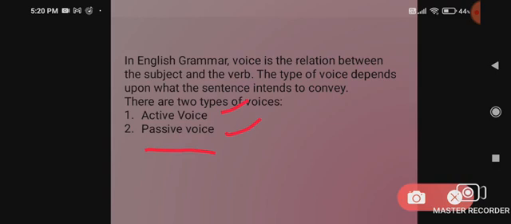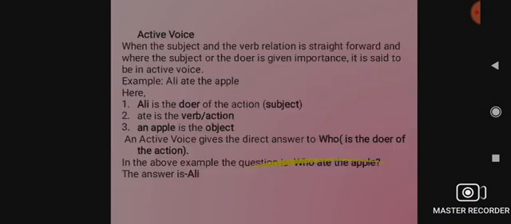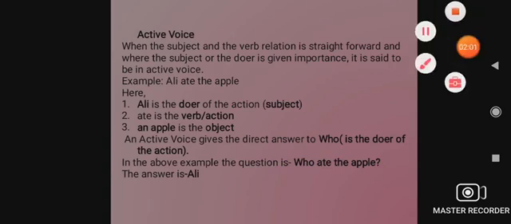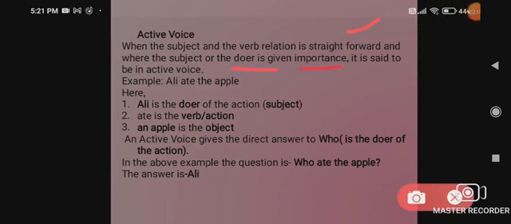So today we will focus on the active voice, and in the next class we will learn about the passive voice, and then it will be more clear, right? So let's now focus on the active voice. When the subject and the verb relationship is straightforward, and where the subject or the doer is given the prime importance, it is said to be in the active voice. So the subject is the main element in the active voice.